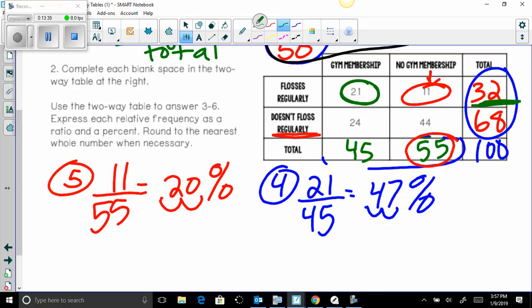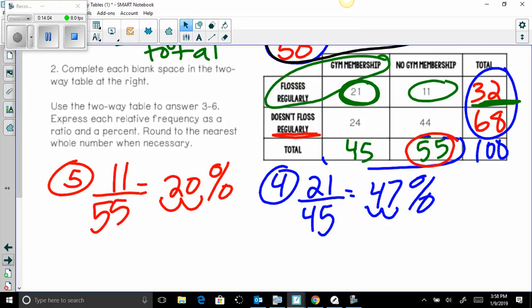If I own a gym membership, there's a lot of people who floss regularly. What about those people who don't own a gym membership? Do they floss regularly? Isn't that almost half there? So is there a relationship between these two? I would say there is. I would say the people who own a gym membership seem more likely to floss than people who do not own a gym membership.